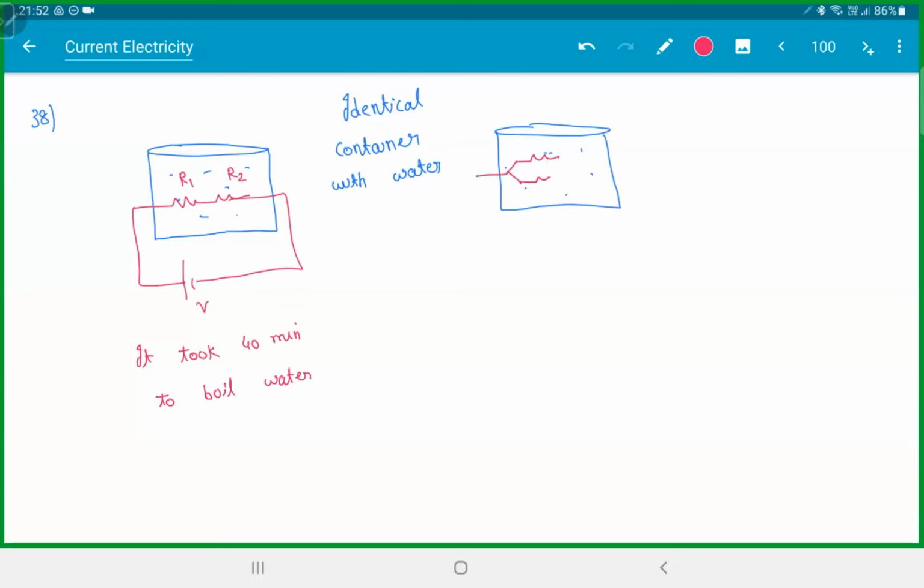The same thing, you took two capacitors in, same two resistors, but this time in parallel. And then it took only 10 minutes to boil the water.